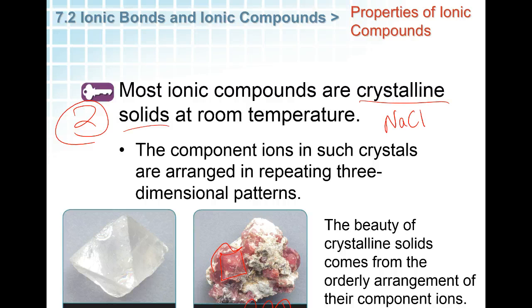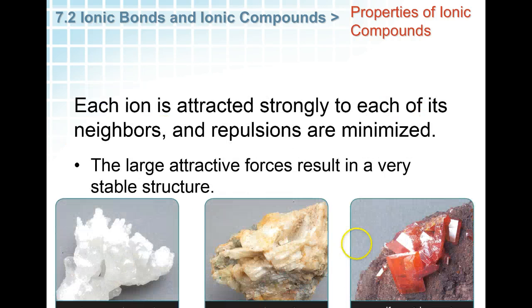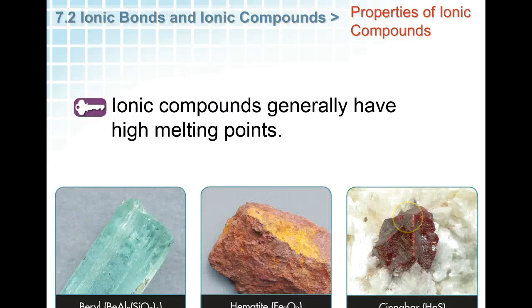molecules are able to form crystals because they make layers and layers and layers, one upon the other, in the same repeating pattern. So when you know that each ion is attracted strongly to each of its neighbors, the repulsions are minimized, and you can make these nice big crystals in just the right conditions.